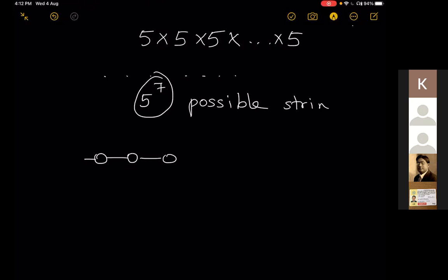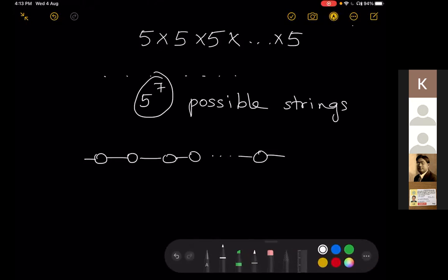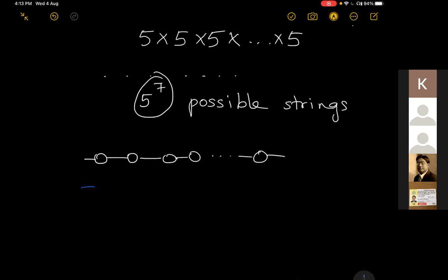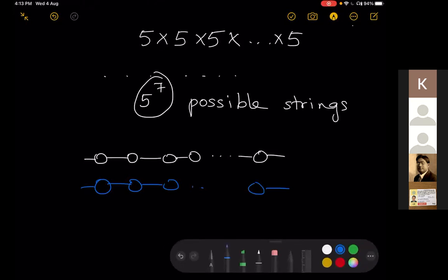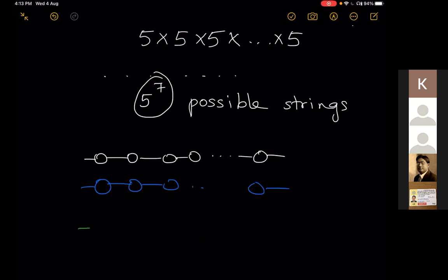There are 5 to the power 7 possible strings. Now out of them there will be one string where all the pearls will be white. Then there will be one string where all the pearls are blue. There will be one string where all the pearls are green.